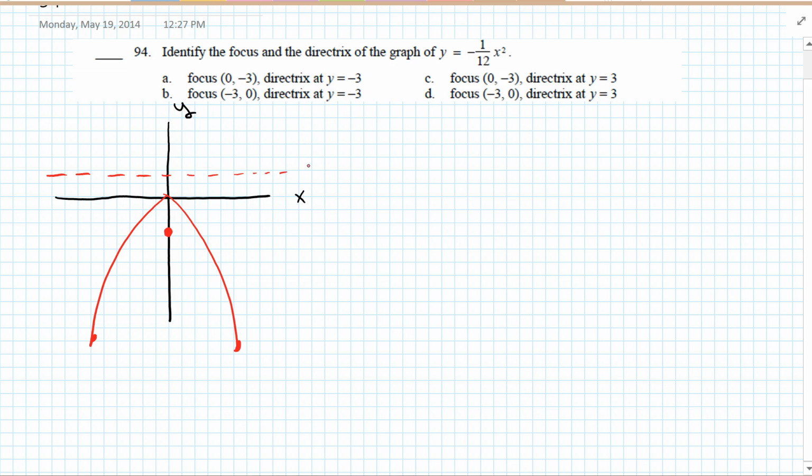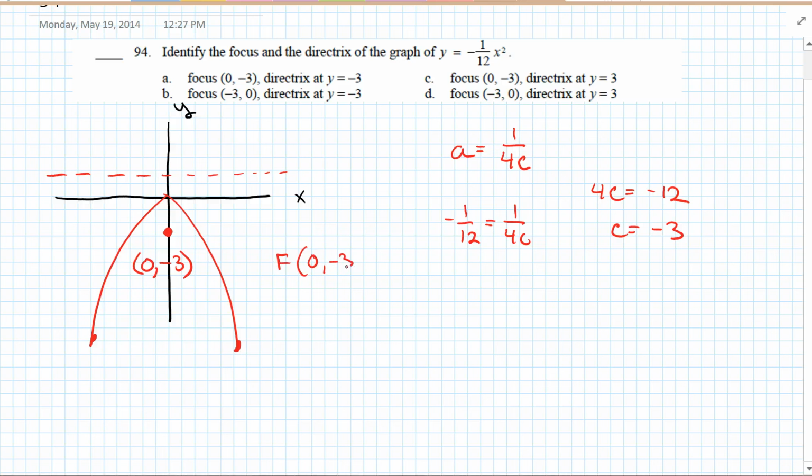Okay, so we've got to identify the focus and the directrix. Well, the focus is somewhere down here, encompassing the parabola, and the directrix is equidistant above it as a straight line. So we remember a equals 1 over 4c, and c equals the distance from the vertex to the focus. So our a value is negative 1/12. So negative 1/12 equals 1 over 4c. So we can cross multiply and we're going to get 4c equals negative 12. Our c value is going to then divide by 4 equal negative 3. Okay, that's not our answer per se, but that tells us our direction. So the point of the focus, it traveled 0 units on the x-axis and negative 3 on the y. So that's our focus. Our focus is at 0, negative 3.